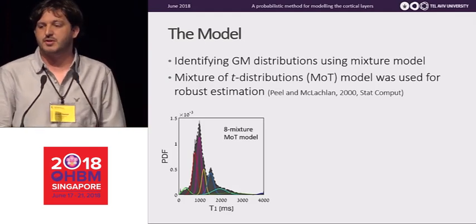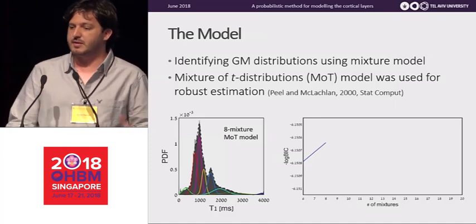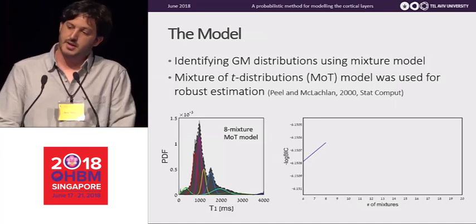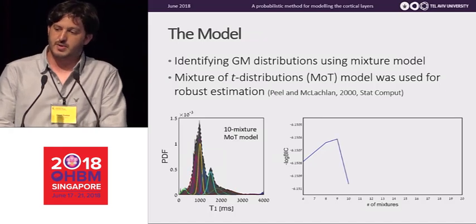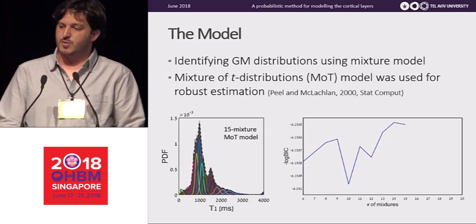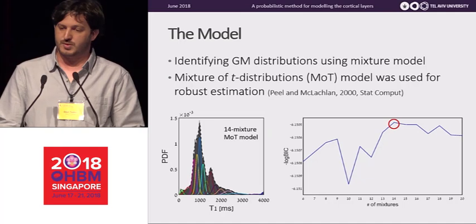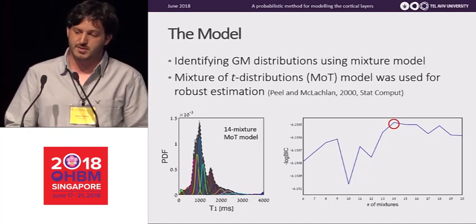So we examined the Bayesian information criterion. The lower is better, and here we're looking at the negative log of the BIC, so higher is better. You can see that it changes as we add mixture components. But we found overall that 14 mixture components was the optimal number. It was quite robust across all subjects.